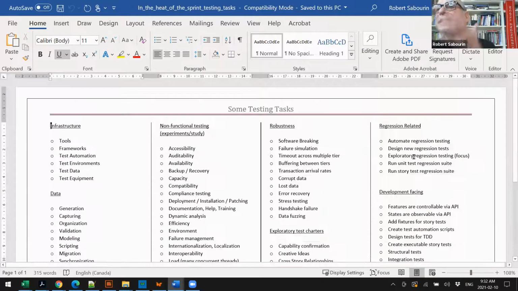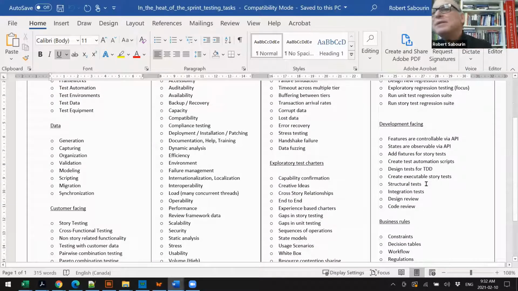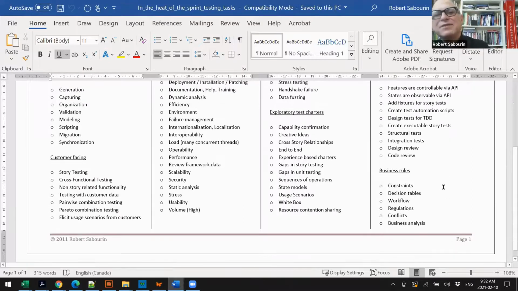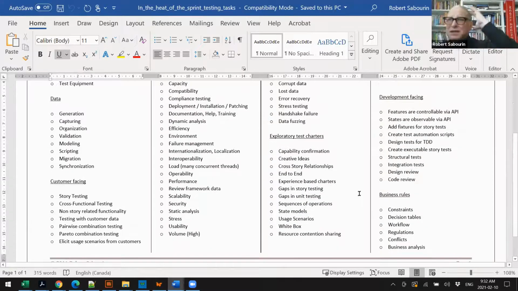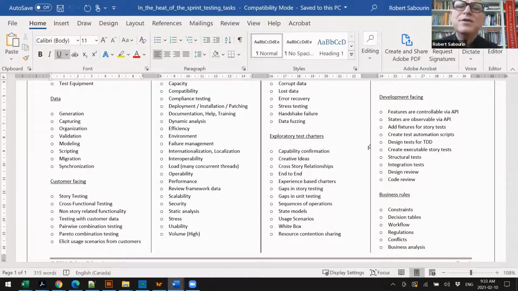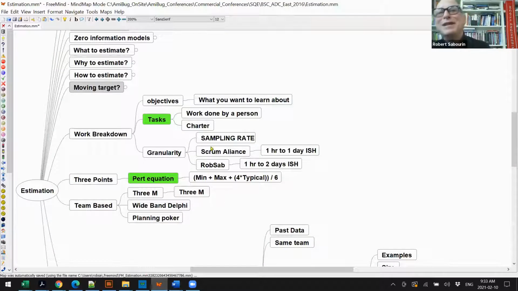There's tasks related to regression, right? Automating regression testing, designing regression tests, doing unit tests, all this type of stuff. And there's development-facing activities and business rule activities, etc. This is just for me to help people think of breaking testing down into tasks that can be done by people. So that's a very important part of estimation for me. Break it down into work that can be done by people. So for me, that's an important thing, work done by a person.